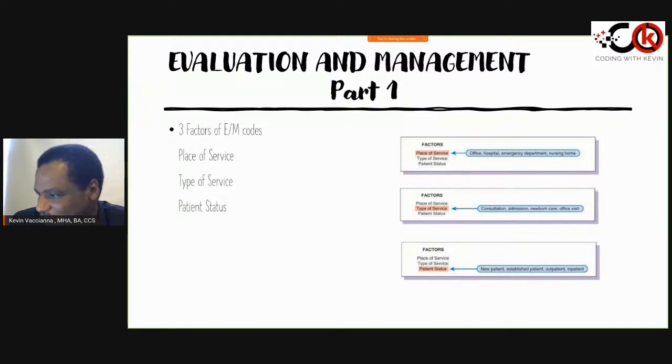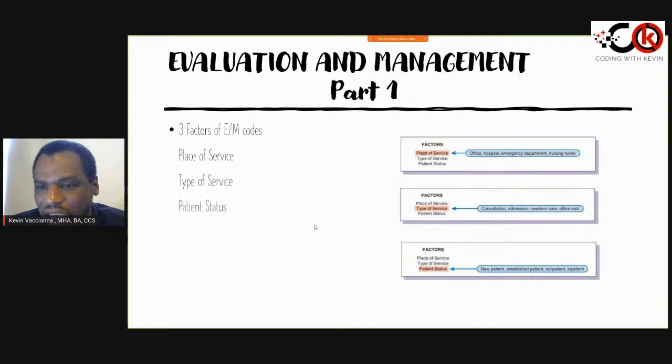Delona, help me out. What is the example of a patient status? New patient, application. Very good. So those are my three factors that influence E&M codes: the place of service, the type of service, and the patient status. When you look at a medical record, those are the three key things you need to identify before you open up that CPT book.